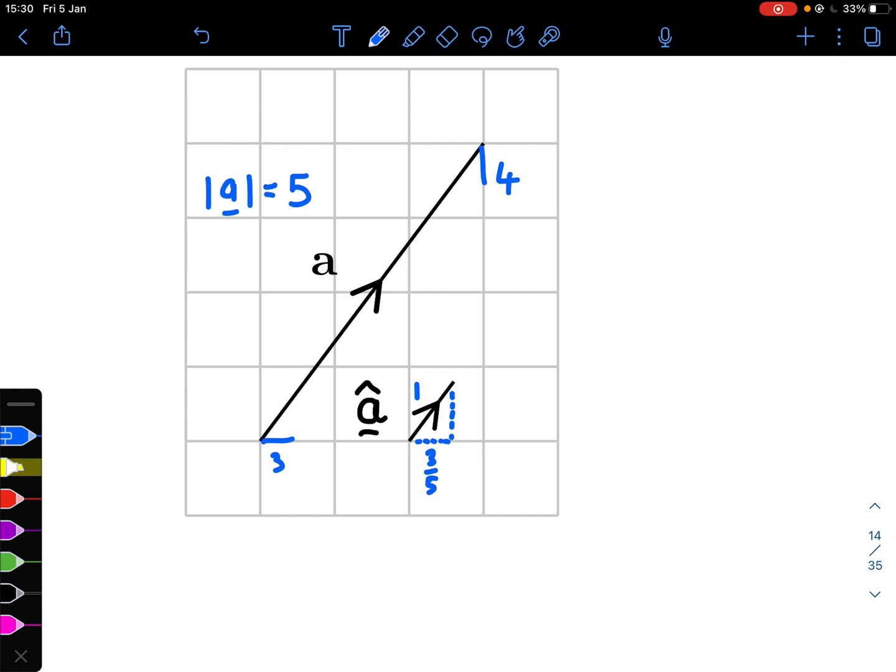So that must be 3/5. And that must be 4/5. So if you apply Pythagoras on that, you'll end up with the square root of 25 over 25, so I'll get the square root of 1. So we do indeed get a vector of length 1. So this is how we produce a unit vector.